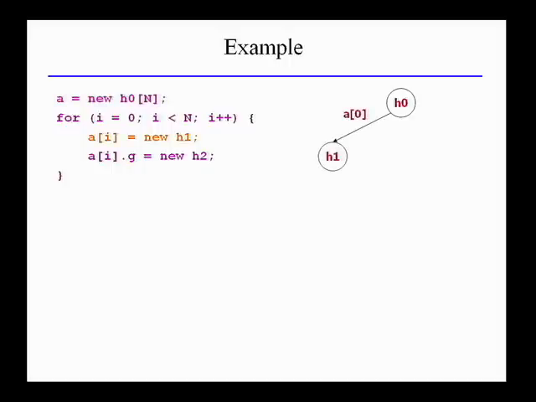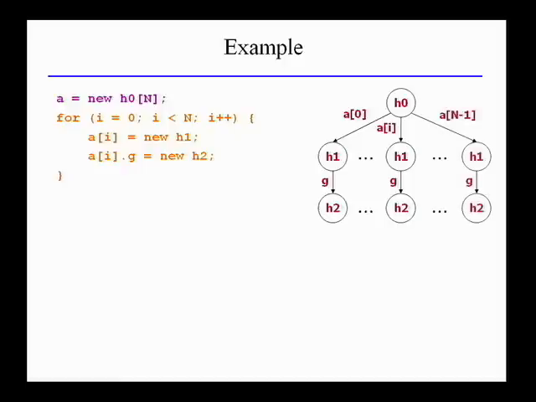So we allocate an array, and then we fill in the elements of the array with new objects in a loop. All the elements of the array that are getting filled in there are of type H1. And then the G field of each one of those H1 objects gets a new H2 object. Then we go around the loop and do that a bunch of times, and so we get a bunch more things that look like that. So we get some sort of structure that looks like this.